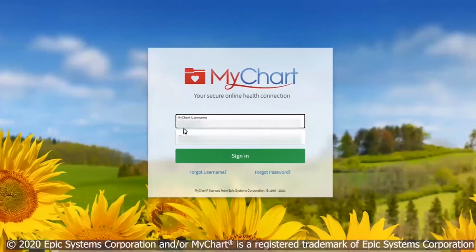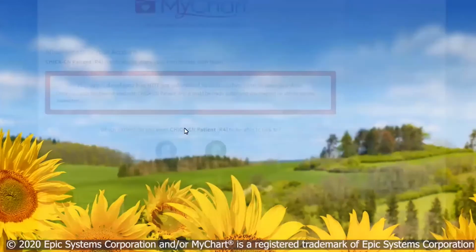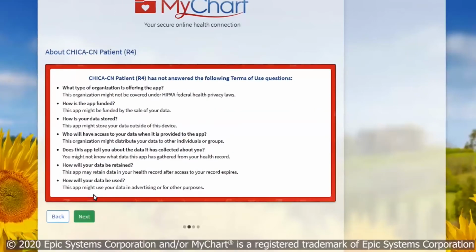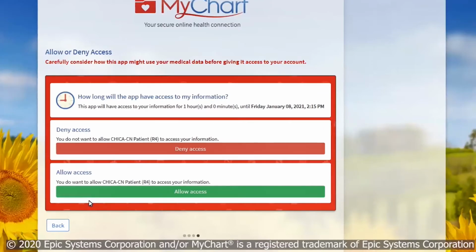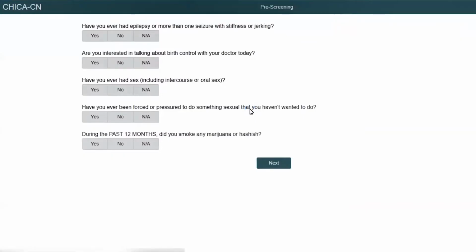When they first open the tablet, they have to register using their patient portal credentials. They need to confirm which patient is being seen today, and the system will then tell them which data in the electronic medical record CHICA will access in order to do its work. At that point, they can allow CHICA to have access to the medical record so that it can proceed. Again, CHICA will confirm that this is the right patient and instruct them to fill out the questions that follow.